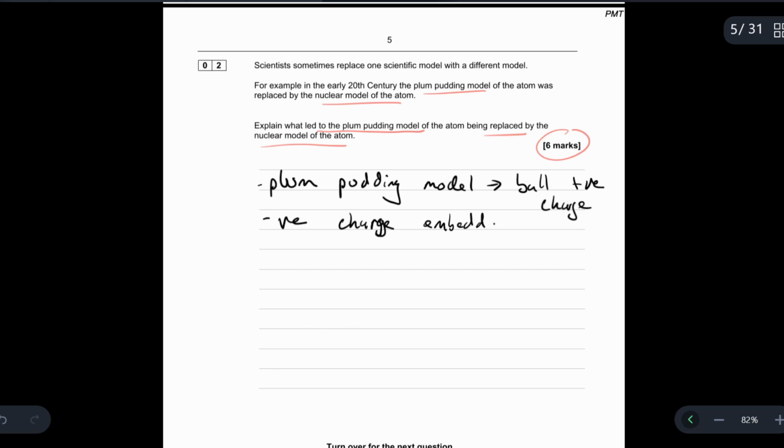And what was the experiment then? If we're going to answer this question directly, what actually led to this being replaced? What was wrong with the plum pudding model, and what was the process in getting this replaced with a nuclear model? Well, you should know from your revision that this was as a result of the alpha scattering experiment. So what actually happened in the alpha scattering experiment?